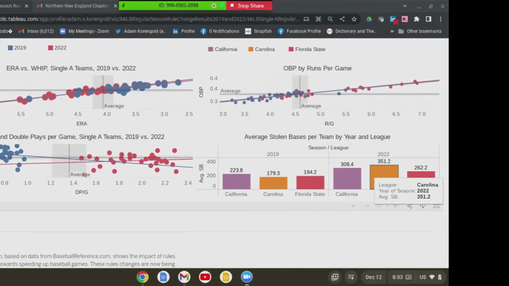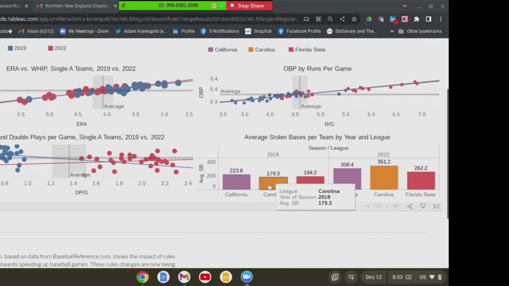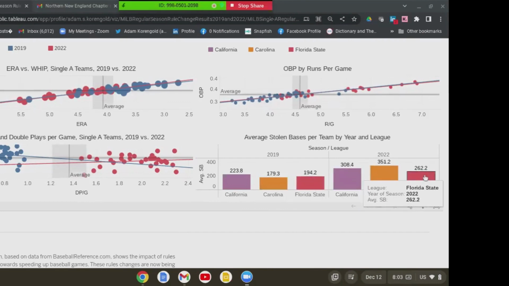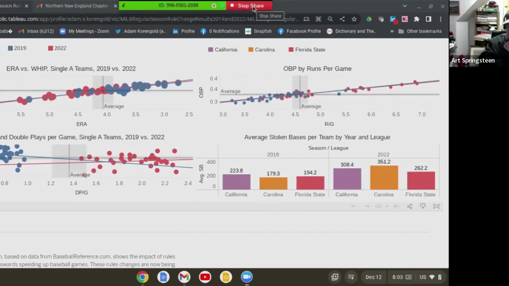And that's the average too. Average stolen bases per team. Oh, yeah. That means somebody had what, 400 stolen bases. Right. Yeah. I haven't looked at the quartiles for that or the medians. That looks like very much of a change over 3 years for all the leagues.